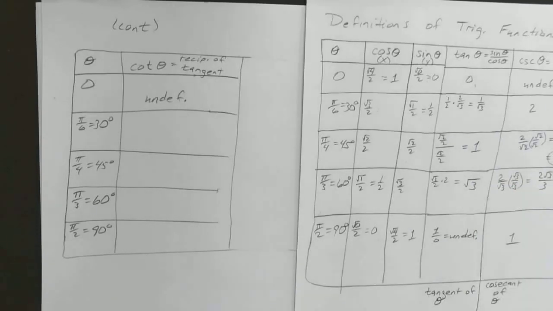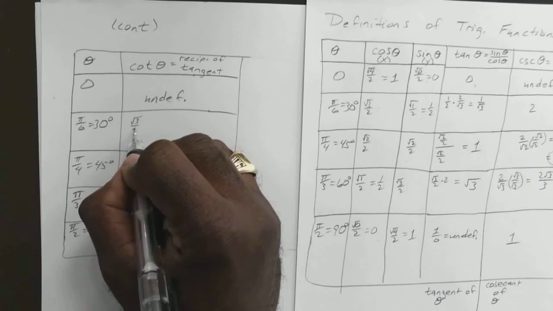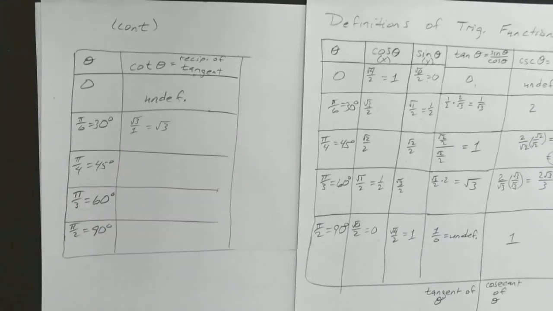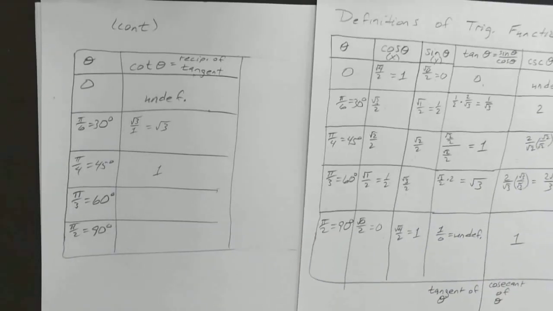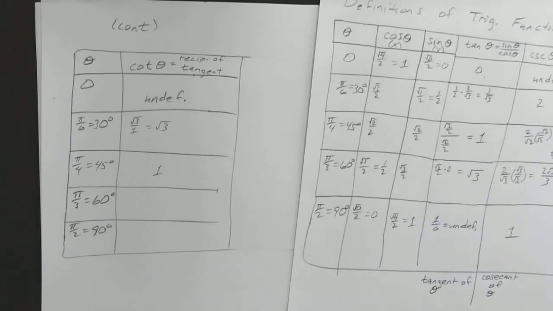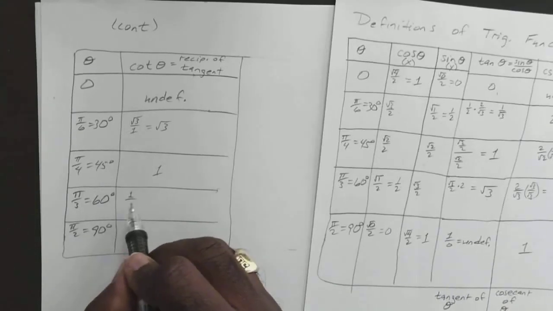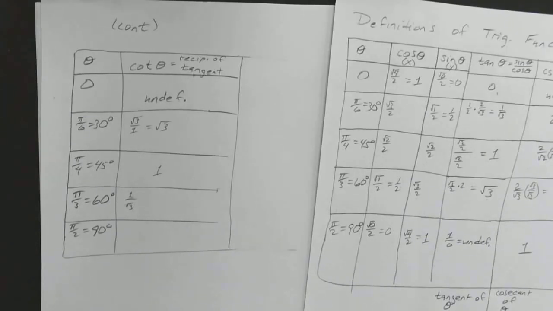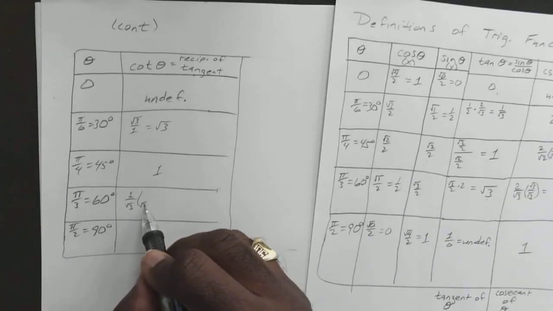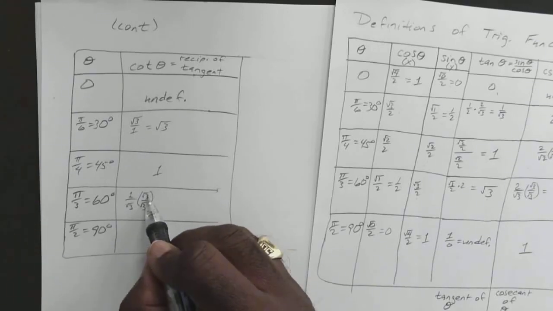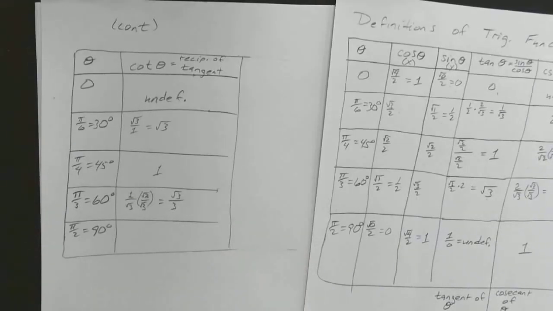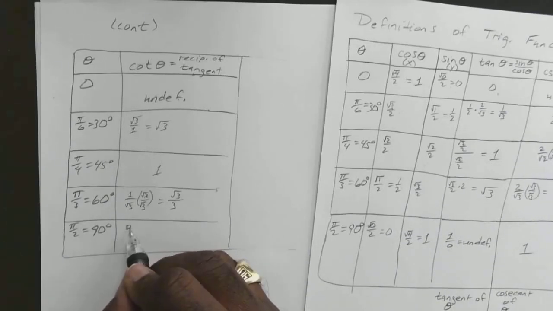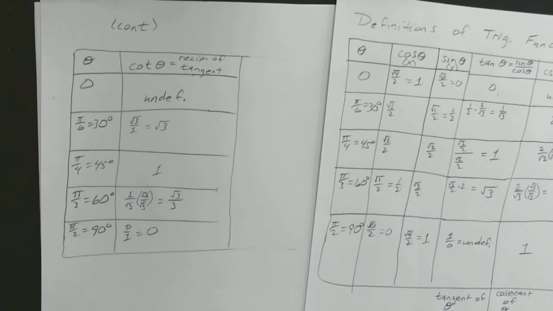Okay, so we have 1 over square root of 3, which just becomes square root of 3 over 1, which is square root of 3. If we flip 1, it just becomes 1. If we have square root of 3, we end up with 1 over square root of 3, which, if we rationalize the denominator, multiply by square root of 3 over square root of 3, which is square root of 3 over 3. And if we flip 1 over 0, we get 0 over 1, which is 0.